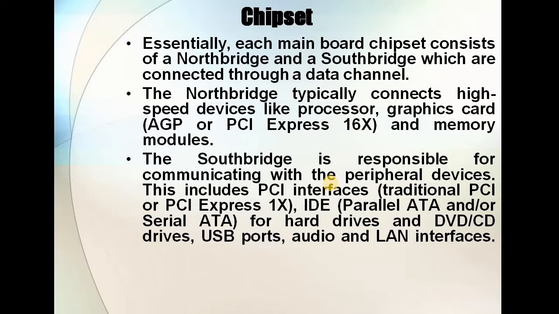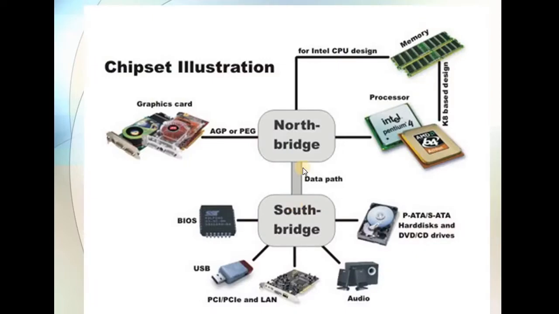So these two provide the basic functionality of data flow from one device to another device, and they control the communication and they provide the interface. Like we can see here as an example. The north bridge is communicating with the high speed devices like RAM, the processor, okay, or graphic cards. Here we have the term AGP, which stands for Accelerated Graphics Port. For all these video cards we use this north bridge.